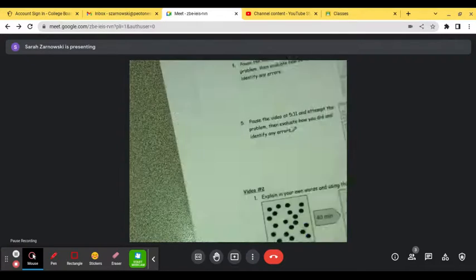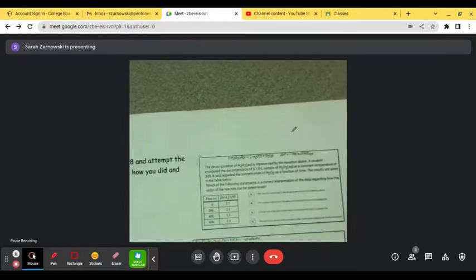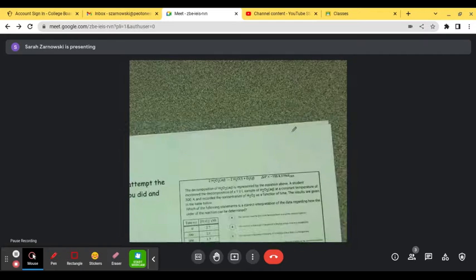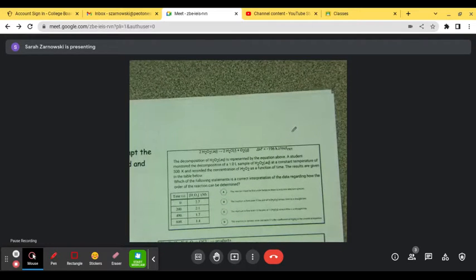Okay, if I flip the page now, we have more examples to do. This one's kind of hard to see too. I'm so sorry, the printer kind of stinks. So for the question, it gives us a balanced chemical equation. It gives us the enthalpy change. It's negative. We learned about that. It says decomposition of H2O2, so hydrogen peroxide, is represented by the equation above. A student monitored the decomposition of a 1.0-liter sample of H2O2 at a constant temperature of 3 Kelvin and recorded the concentrations as a function of time. The results are given in the table below. Okay, awesome. Which of the following statements is correct?